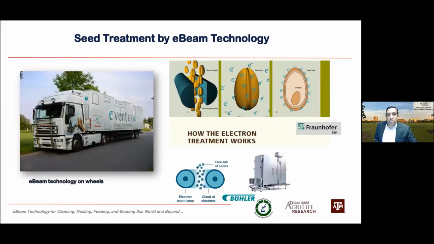In seed treatment, it's used in Europe. These are seeds which are treated by irradiation electron beams so that you can prevent the fungus from growing on the seeds, and so you have better germination. It is also used for pepper seeds or peppercorns for pathogen control as the spices fall through this electron cloud in this machine, and then you can actually treat it. So this is being used. Also, how is this being used?